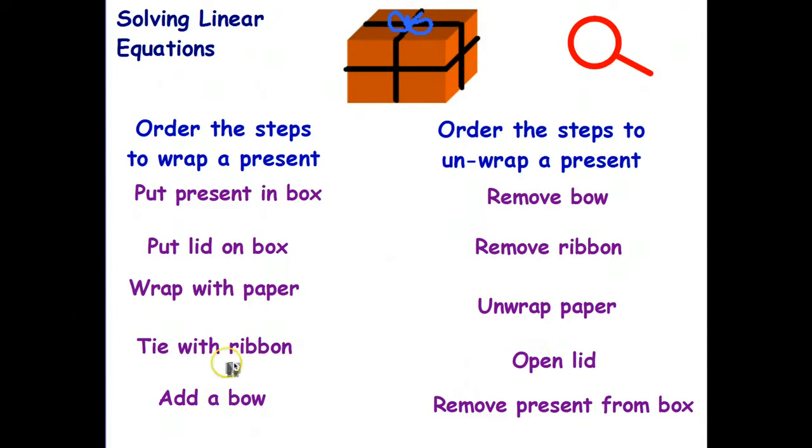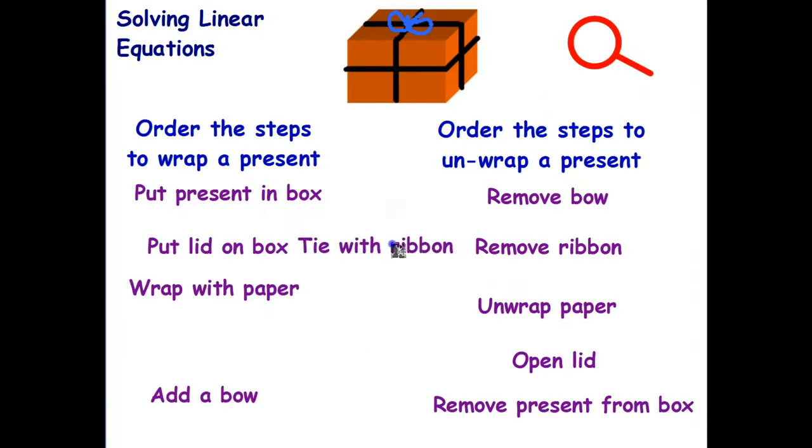Notice how the last step in wrapping, when I unwrap, I've got to undo that one first. So the first thing I do is I undo adding a bow. The second thing I do when I'm unwrapping is I undo the second last step. So the second last step, tie with ribbon, I've got to undo that one. And it turns out that's the basic procedure for solving equations.